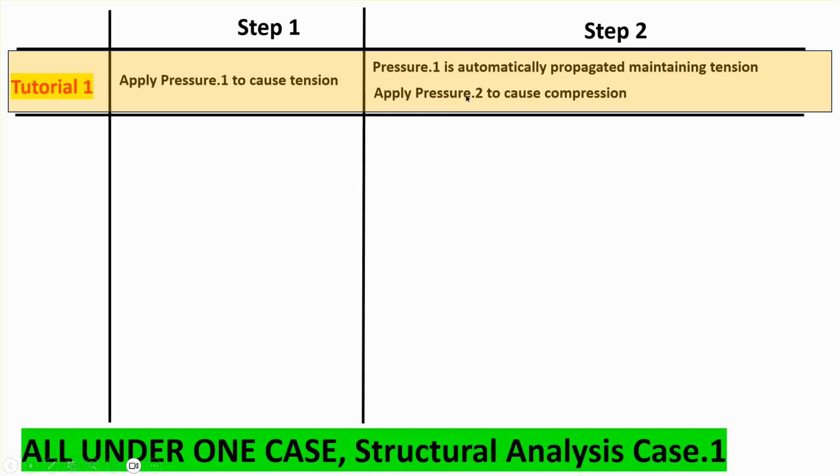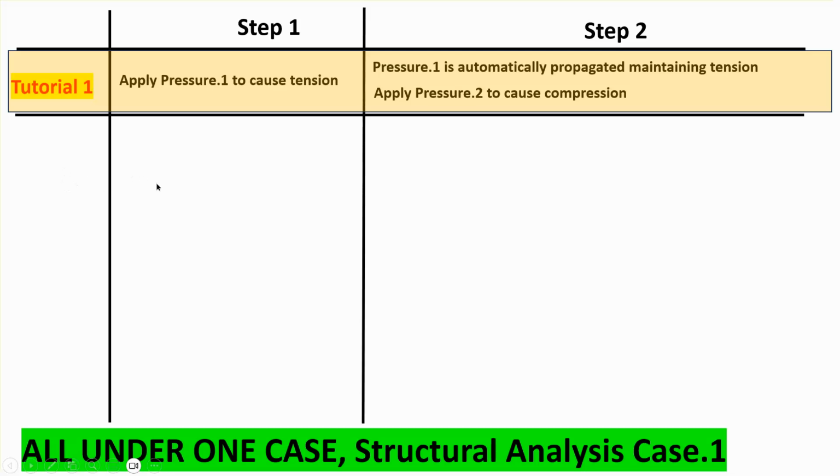Now, I'm going to apply in step 2, pressure 1 is automatically propagated, but I also apply a pressure 2, which is compression. This is how I'm going to do this problem. When you think about it, what that means is that you elongate it, and then the same pressure, except that it's compression, you bring it back to a position. So what we should get at the end of step 2 is no stresses, because it's going to go back to where it started from.